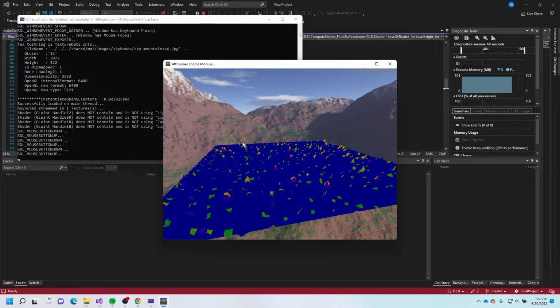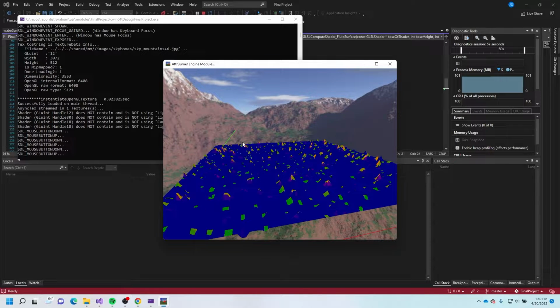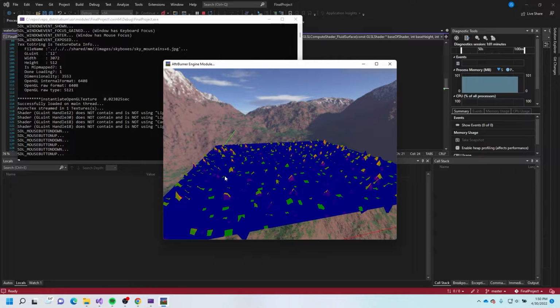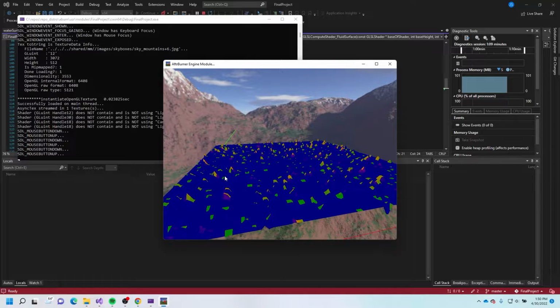So when there are two particles that are trying to write to the same pixel on that texture, one of them can overwrite the other one. So that's why there's this flashing effect. It's because one instance of the computation shader is writing slightly slower than the other one, causing one of them to write over the other one.